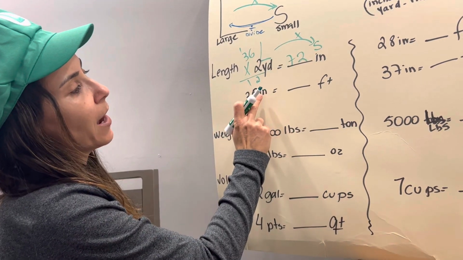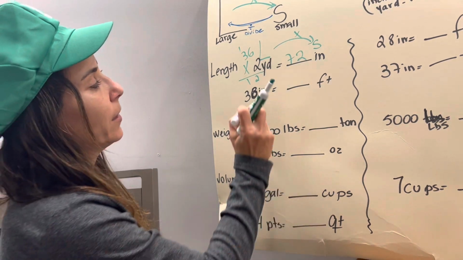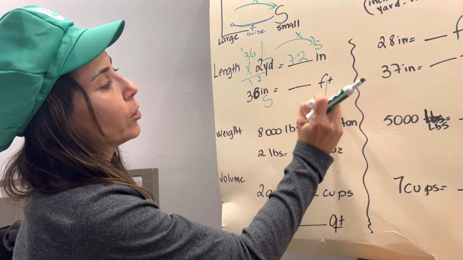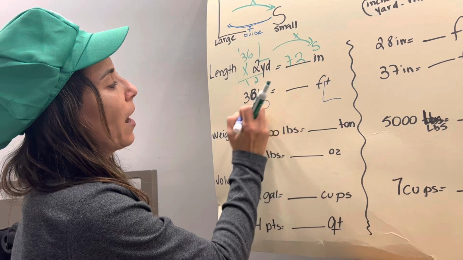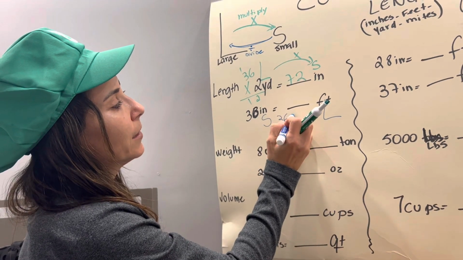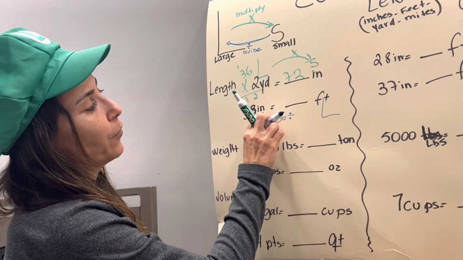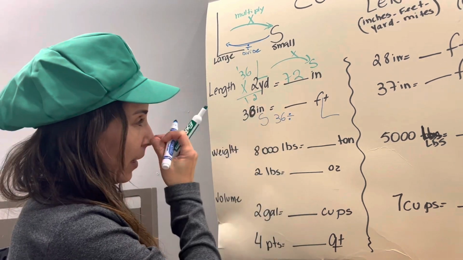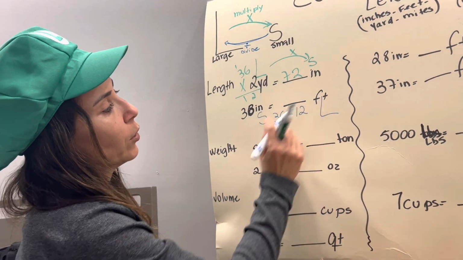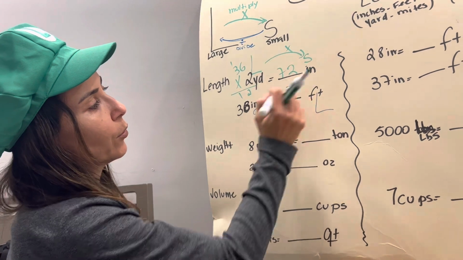In this one here, I have inches to feet. So in this case, I have the small going to the large. So what do I do? I'm going to divide. 36 divided by how many inches are in a foot? 12. So my answer is 3.